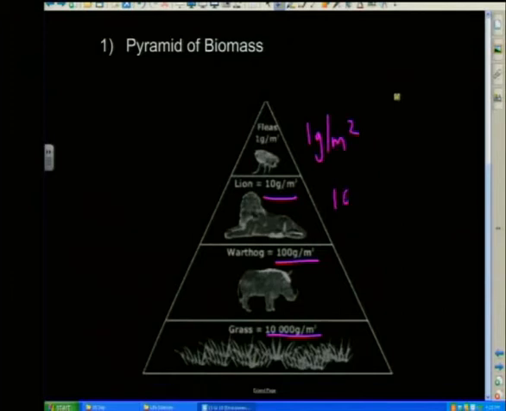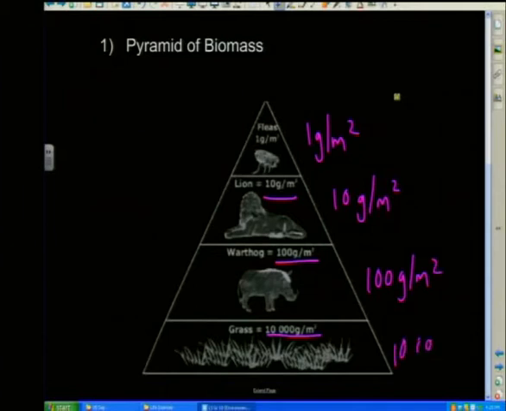And what you'd notice here is that as we go up onto the different trophic levels, the amount of energy or the biomass, I wouldn't say gradually, I'll say significantly decreases. And you can see that decrease from 10,000 grams per meter squared to 100 grams in the second trophic level, to 10 grams in the third trophic level, to finally 1 gram in the fourth trophic level.